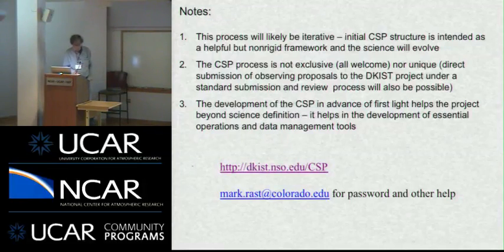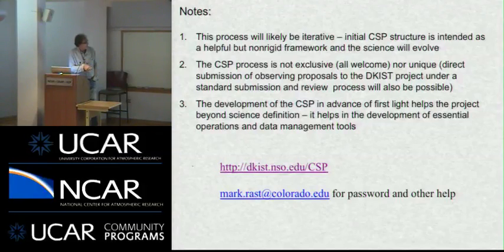This process will likely be iterated. This is intended as a helpful but non-rigid framework, and of course the science will evolve. One of the reasons we're getting started on this is that this critical science plan helps the project beyond the science definition. It helps the development of operations and data management tools, and getting those tools right is going to help us use this telescope when it's online.